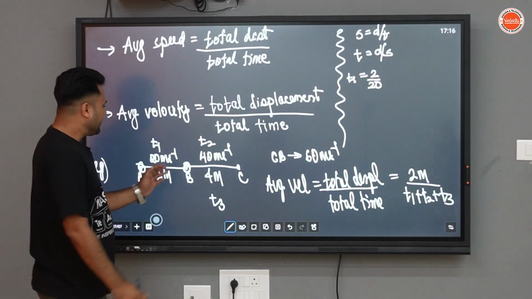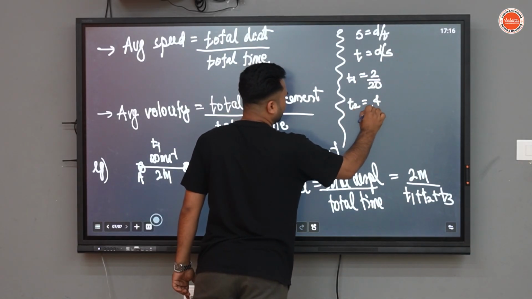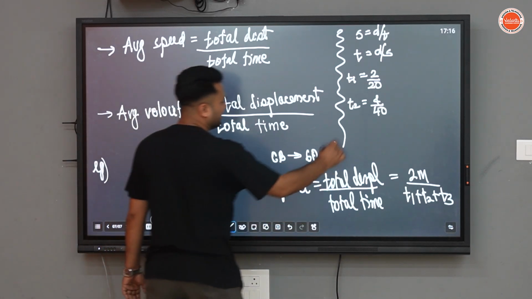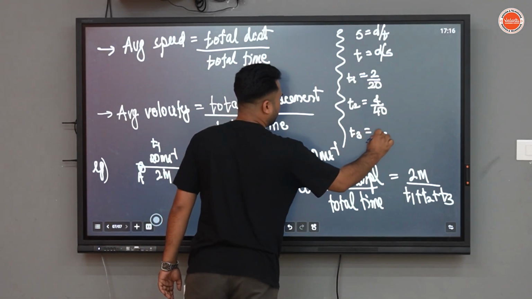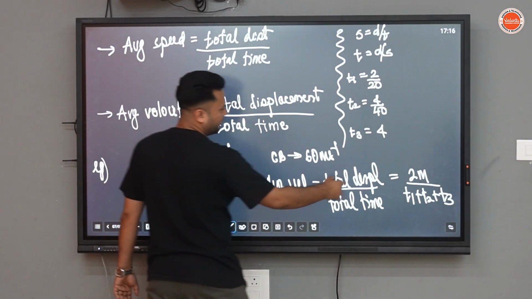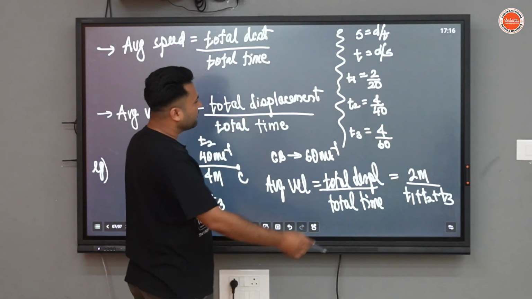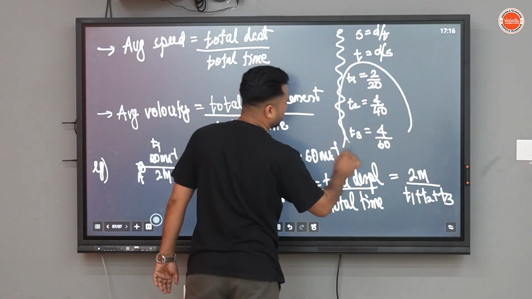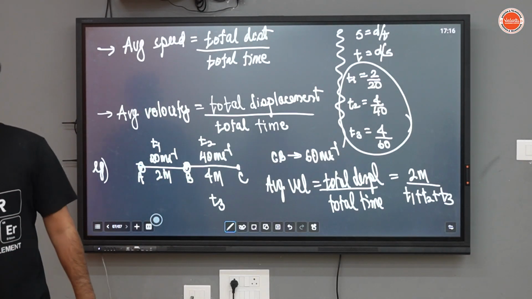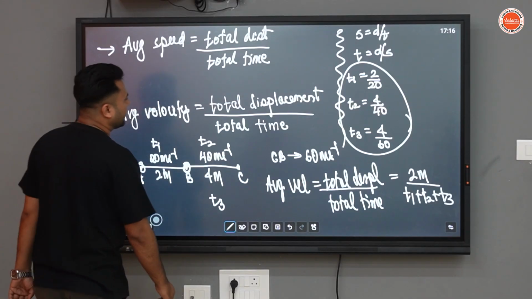T2, again time, distance 4 by speed 40. Again T3, distance same 4, because when it is returning, the same distance, now 4, but now the speed is 60, so 4 by 60. Correct? Now you can calculate T1, T2 and T3, whatever you are calculating, put it here, and you will get the answer. Okay, so this is the process. Never forget the basic formula, that is total displacement by total time.